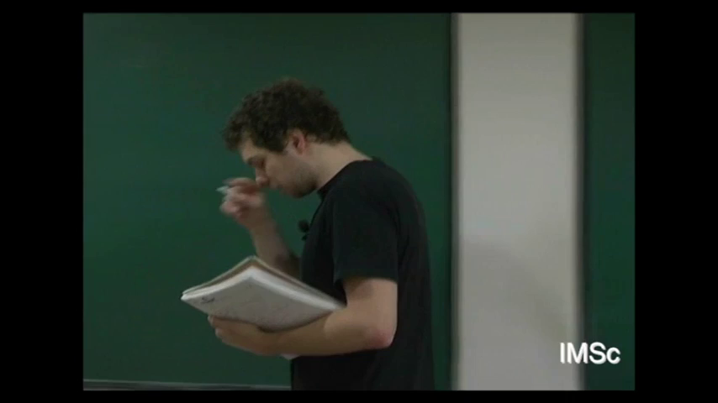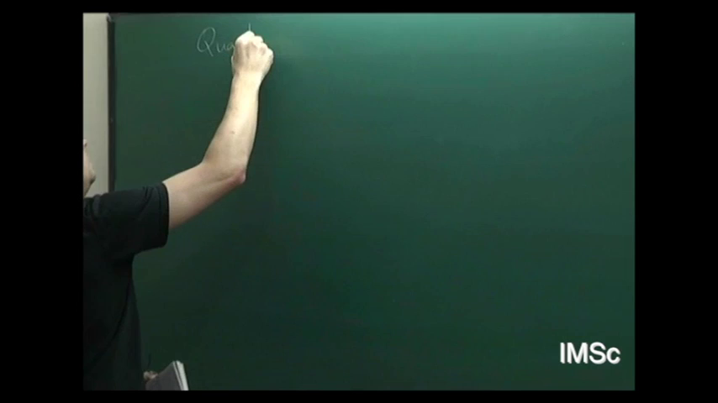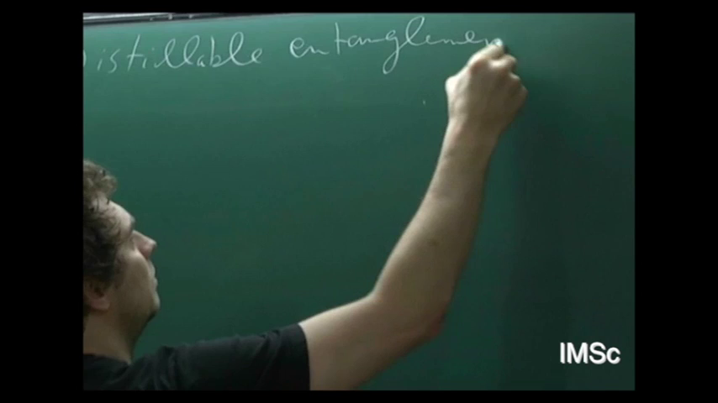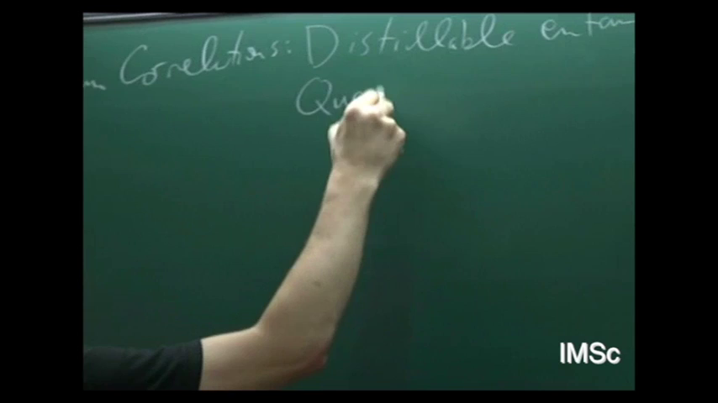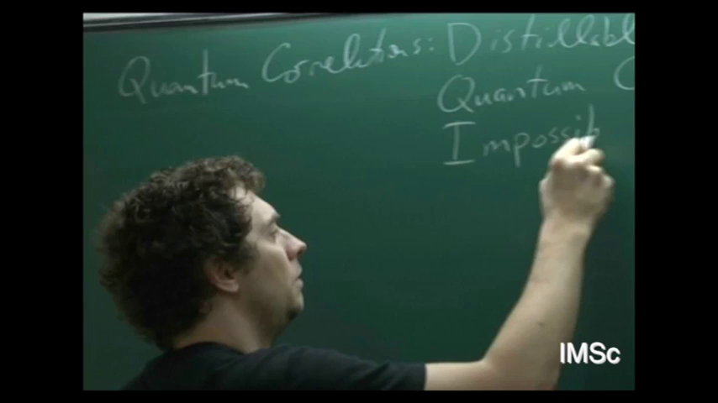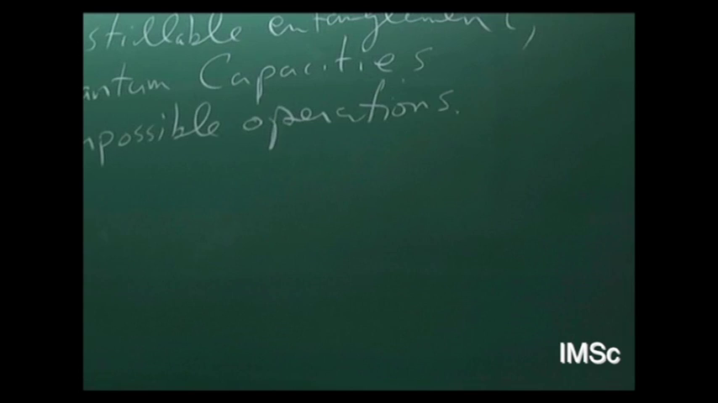Trying to transmit classical information over quantum channels. So today what I want to talk about is a couple of different topics related to quantum correlations. Specifically, I want to discuss distillable entanglement, quantum capacities, and impossible operations, all in the context of Gaussian states and channels.